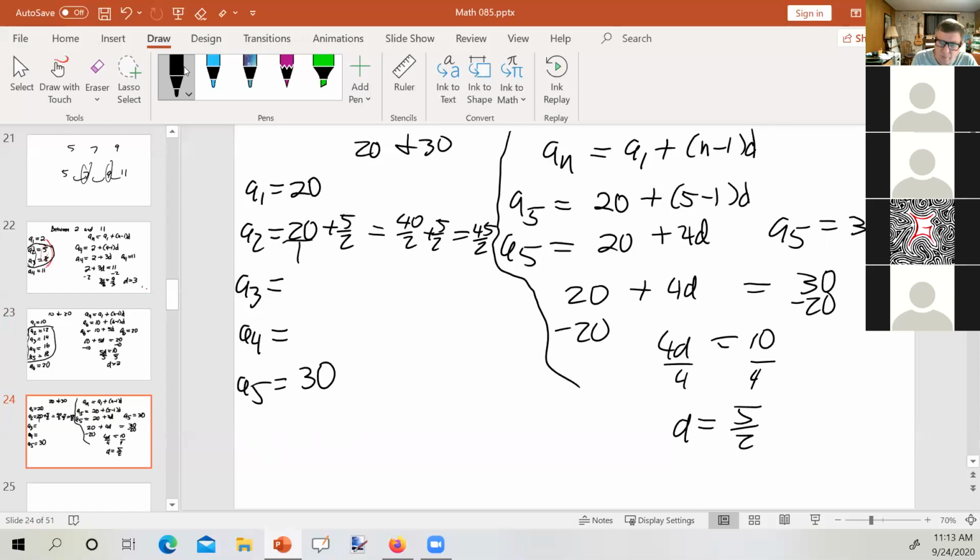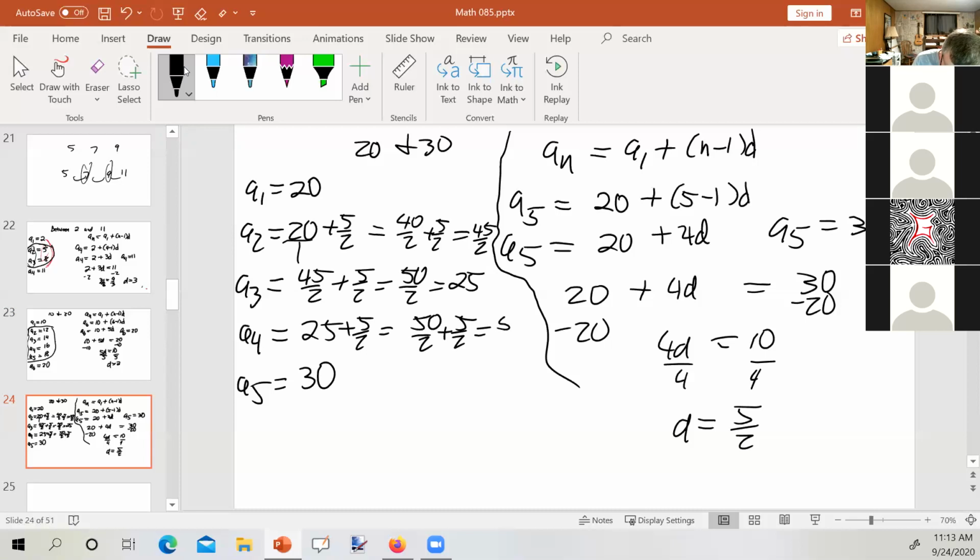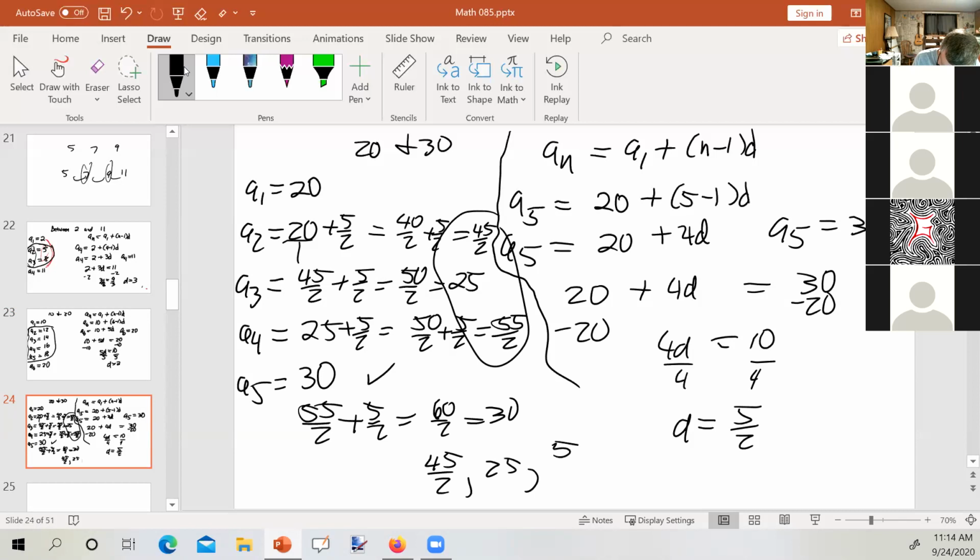20 over 1, multiply by 2 over 2, you get 40 over 2. Are we okay with that? Any questions there? All right, so a sub 3 is going to be 45 halves plus 5 halves, which is 50 halves. Well, that just comes out to a nice 25. 25 plus 5 halves, which is 50 halves plus 5 halves would be 55 halves. 55 halves plus 5 halves is 60 halves, which is 30. Good, verification. So my 3 arithmetic means would be 45 halves, 25, and 55 halves.